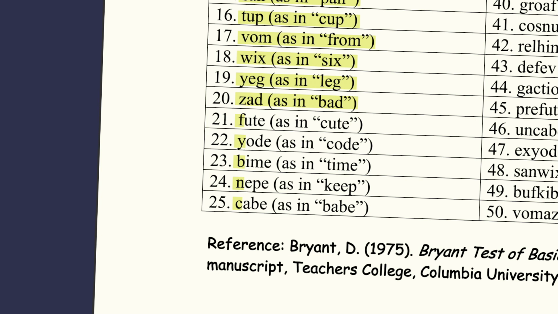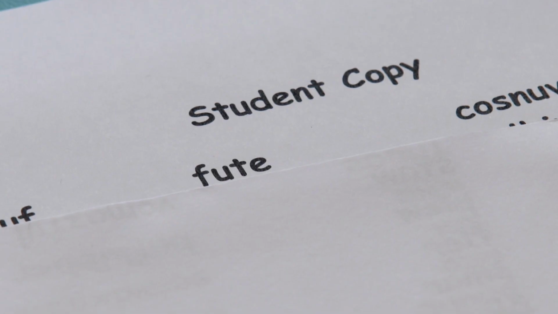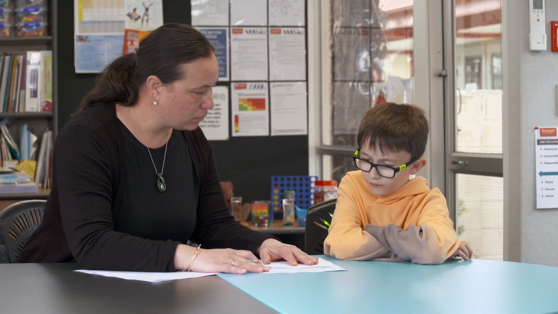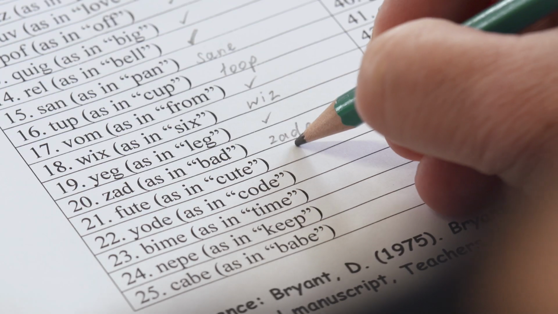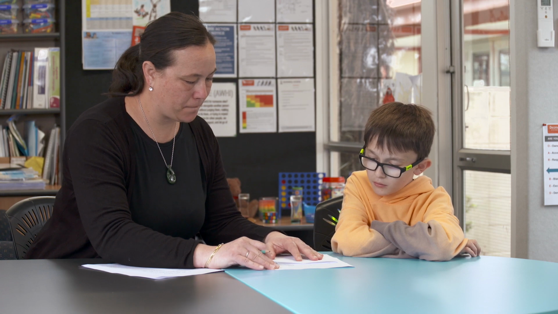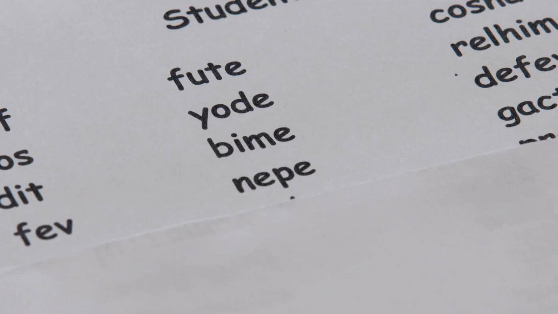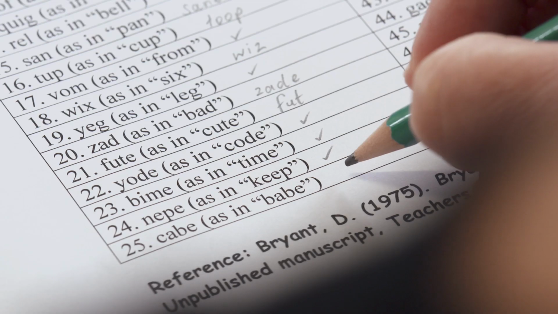These non-words begin with a single consonant followed by split digraph, magic E. In these words, the vowel is long, says its name, as the E acts as a marker. Is the student able to read words that have long vowels? Fut. Yod. Bine. Neep. Cab.